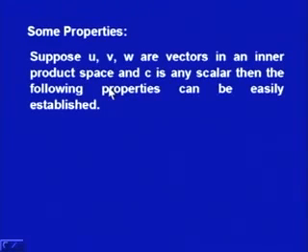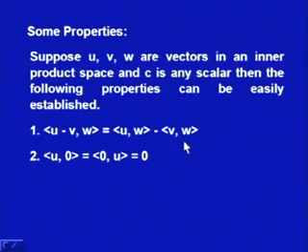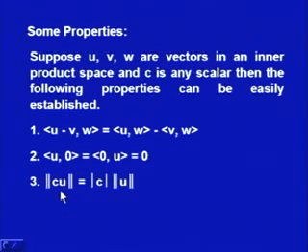Now, we discuss some properties of norms and distances. Suppose u, v and w are vectors in an inner product space and c is any scalar, then the following properties can be easily established. The first property is the inner product of u minus v and w is the inner product of u comma w minus the inner product of v comma w. Previously we had addition here, now we have subtraction. The second is that the inner product of u comma 0 is the same as the inner product of 0 comma u, and this is always 0. The third is the norm of cu is equal to the magnitude of the scalar c multiplied by the norm of u. Then the norm of u is always greater than or equal to 0. These are the properties which can easily be derived.